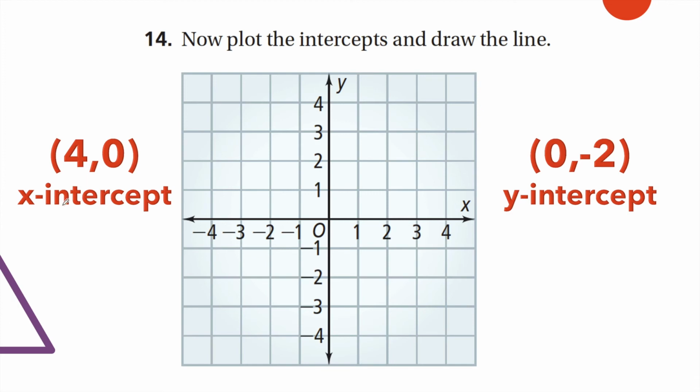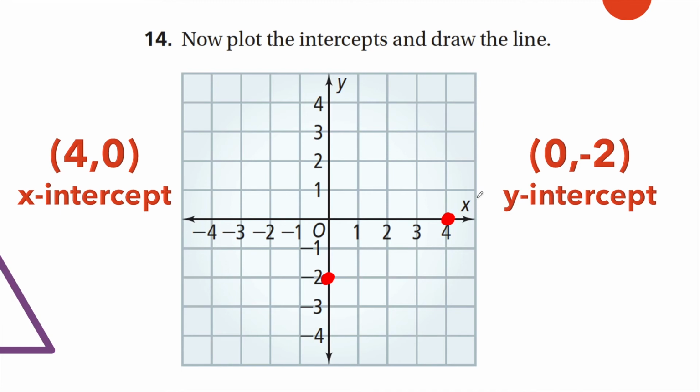So if I had to graph the x-intercept, I'm going to go all the way over to the 4, and I'm not going to go up or down because the y value is 0, and I'm going to put my point. For the y-intercept, I'm going to do the exact same thing, only I don't have to go left or right first. Instead, I'm just going to go down to that 2. I'm going to put my point right there.